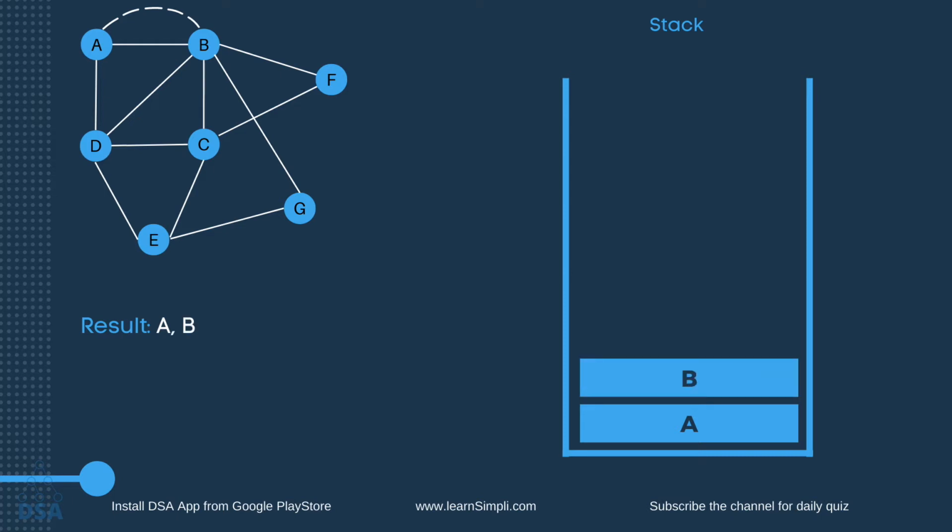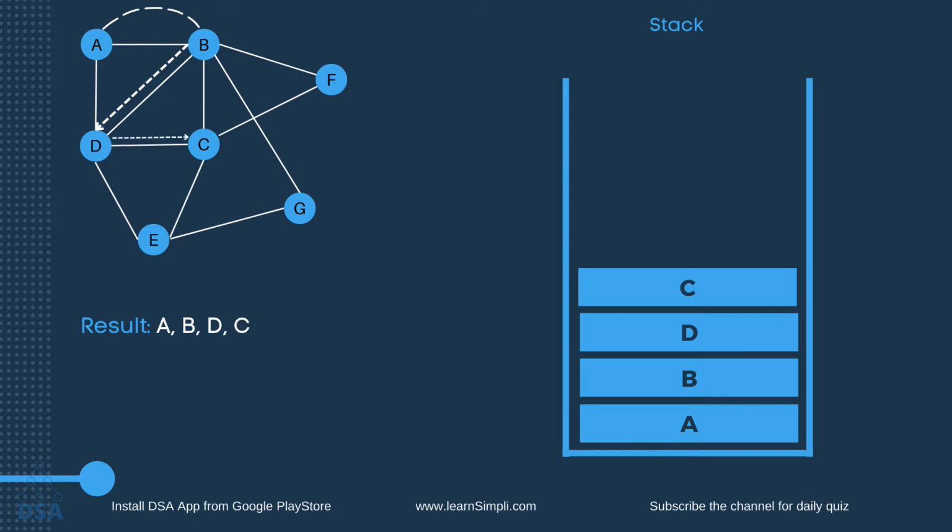Next, adjacent nodes of B are A, D, C, F and G. But we will insert only one node. I am traversing from B to D. Insert D and print the result. Now the adjacent nodes of D are A, B, C and E. As you can see in the result, A and B are already printed. So remaining nodes are C and E. We can take one of these. I am traversing from D to C. Insert C in the stack and print the result.